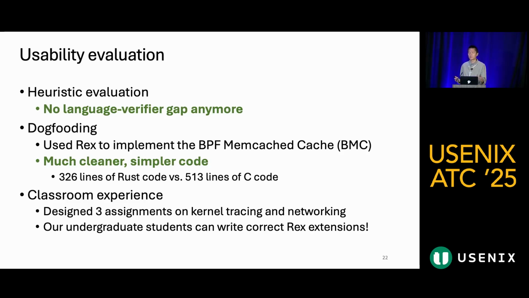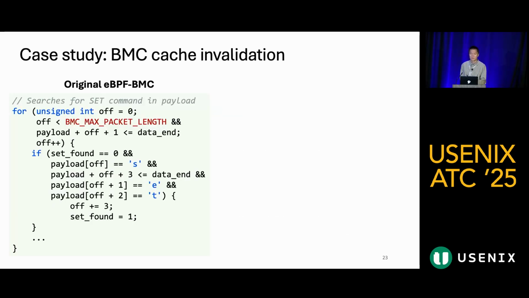Our Rex implementation is around 300 lines of Rust code versus the original C code, which is around 500 lines. We also brought Rex to the OS classrooms at UIUC, where we designed 3 programming assignments on kernel networking and tracing. We found that our undergrad students can actually write correct Rex programs. So now, let me use the BMC cache invalidation logic as a case study of our usability improvement.